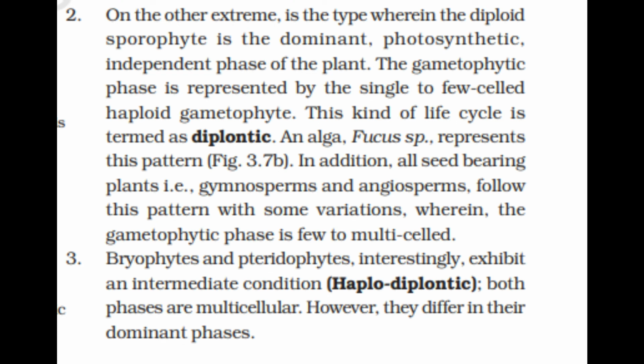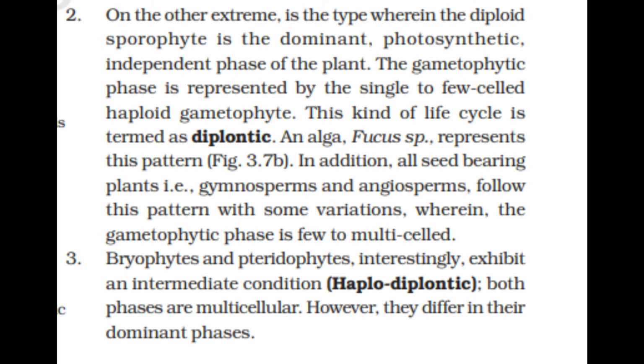Second, on the other extreme is the type wherein the diploid sporophyte is the dominant photosynthetic independent phase of the plant. The gametophytic phase is represented by a single to few-celled haploid gametophyte. This kind of life cycle is termed diplontic. An alga, Fucus, represents this pattern. In addition, all seed-bearing plants, that is, gymnosperms and angiosperms, follow this pattern with some variations wherein the gametophytic phase is few to multicelled.